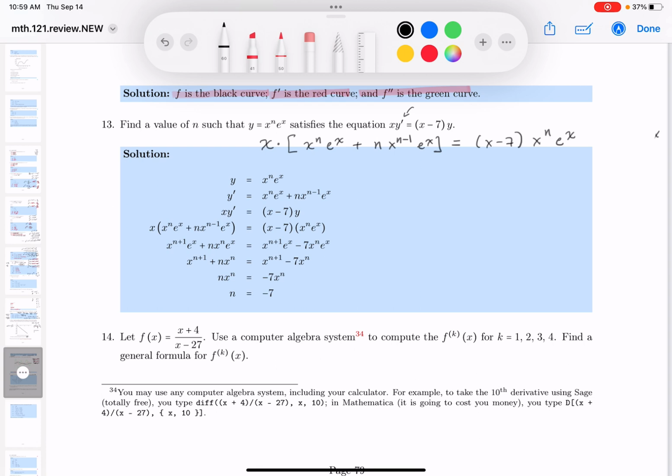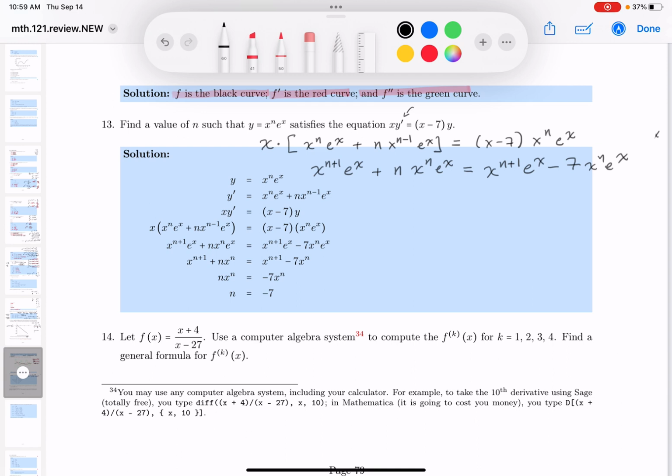And what are you going to do now? I guess we can multiply this out. And what do you get? You get x to the n plus 1 e to the x plus n x to the n e to the x. And then if I multiply this side out, what do you get? You get, let's see, x to the n plus 1 e to the x minus 7 x to the n e to the x. All right, it looks nightmarish.